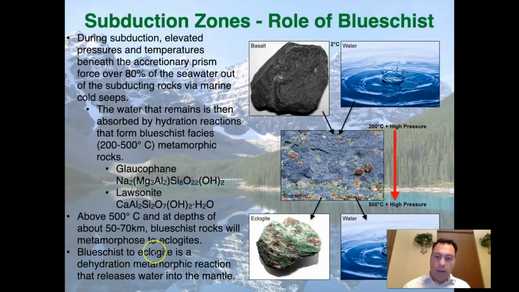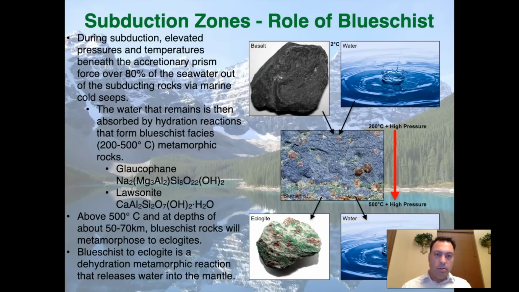This is a beautiful eclogite. So the blue schist to eclogite transition is a dehydration metamorphic reaction that releases water into the mantle. So the water comes into here and they form a single rock, and then when the eclogite forms, it expels the water back out. So it's a dehydration reaction. So the water goes into the rock at 200 degrees Celsius and back out at about 500 degrees Celsius.